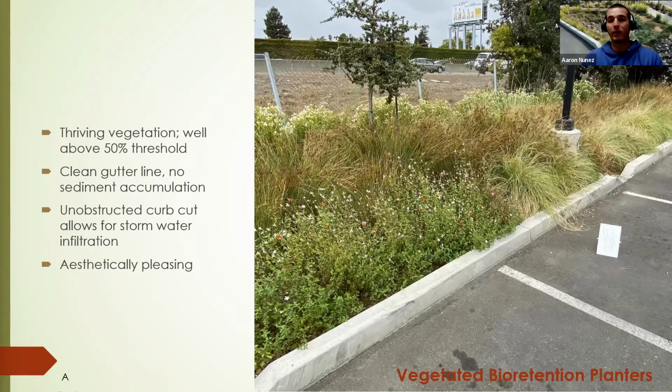And this is just a really good example of a feature that I wanted to show. You'll see a nice clean curb. The curb cut's unobstructed. Vegetation is well above 50% threshold. And I just do want to explain that I think these are very aesthetically pleasing. These are really pretty features that can really improve property and make them look great. So it's not just the treatment and the volume capture. These are features that, if done correctly and maintained, will make areas look beautiful.